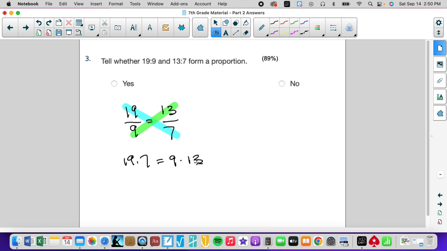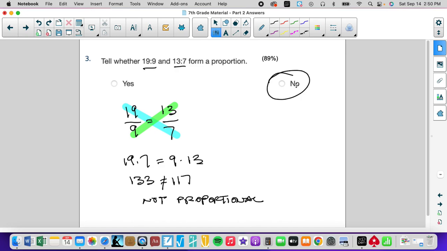And 19 times 7 gives me 133. And 9 times 13 gives me 117. So those are not equal, so not proportional. So these two ratios, this is a ratio, this is a ratio, is not proportional.